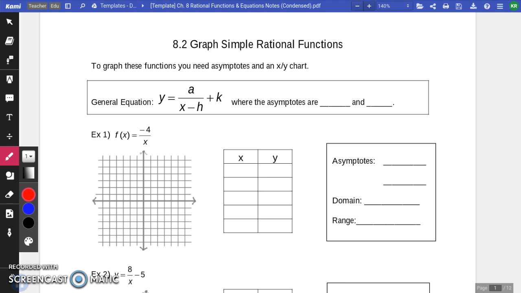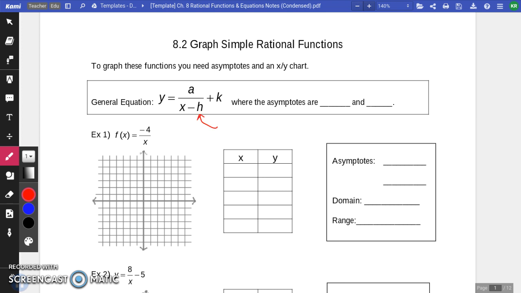It's a over x minus h plus k. Now the a is just a number. It could be a 3, it could be a -4. Okay, so in this form of the hyperbola, the only portion of the equation that has a variable, your x, is the denominator. Now this form also tells you where your asymptotes are.